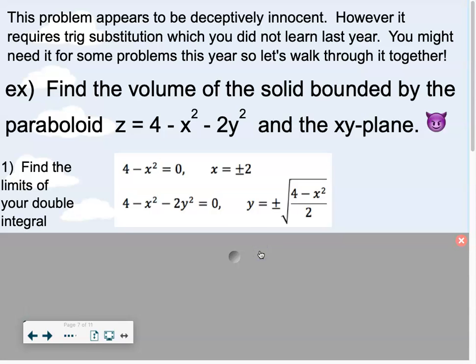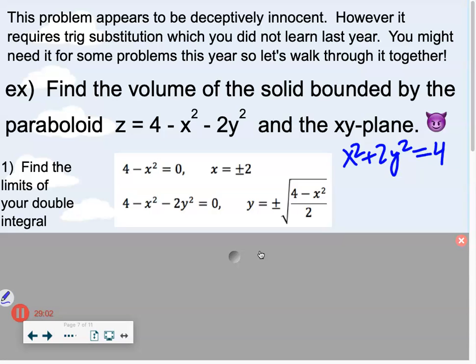So what happens is the first thing we're doing is we're finding where this surface intersects the xy plane. And you're going to come across this a lot over the next month. Where does this surface intersect the xy plane? Well, what do you know is true anywhere on the xy plane? Z equals 0, right? So if z equals 0, you set your z equal to 0 and solve. Once you solve, you get x squared plus 2y squared equals 4, right?